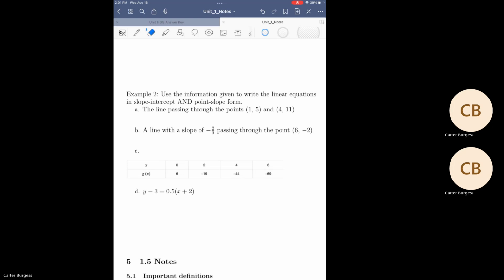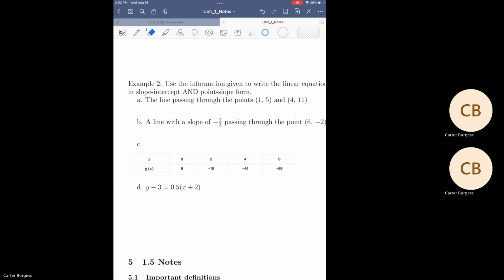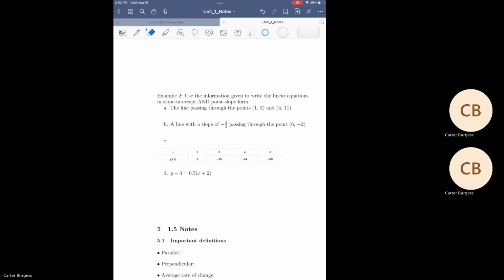So in this case, we are given different pieces of information. Sometimes it's tables, sometimes it's points, and so on. Take that information and write out the equation for the line that would follow those instructions in both our slope-intercept and our point-slope form. We're going to start with point-slope and then work our way to slope-intercept. That's just generally, I find, a little bit easier.